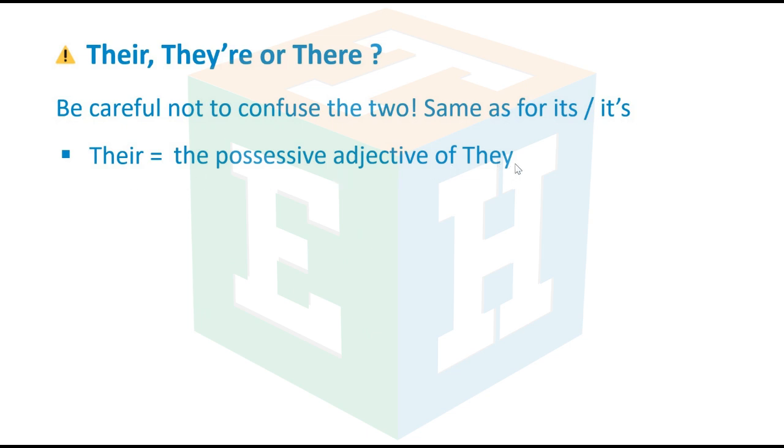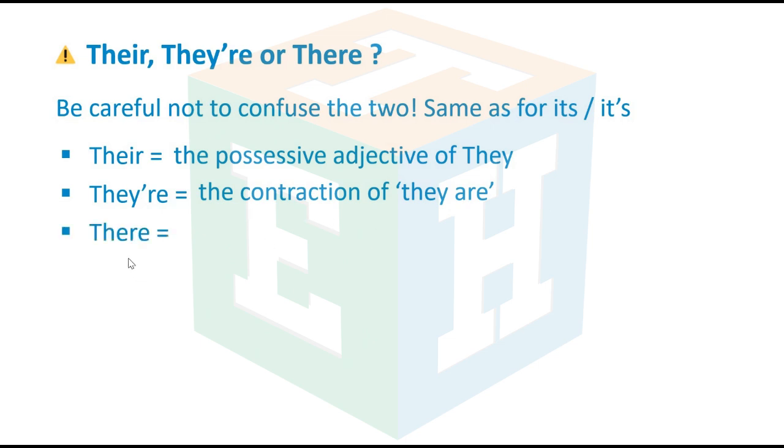Their is the possessive adjective of they. They're is the contraction of they are. There is an adverb.